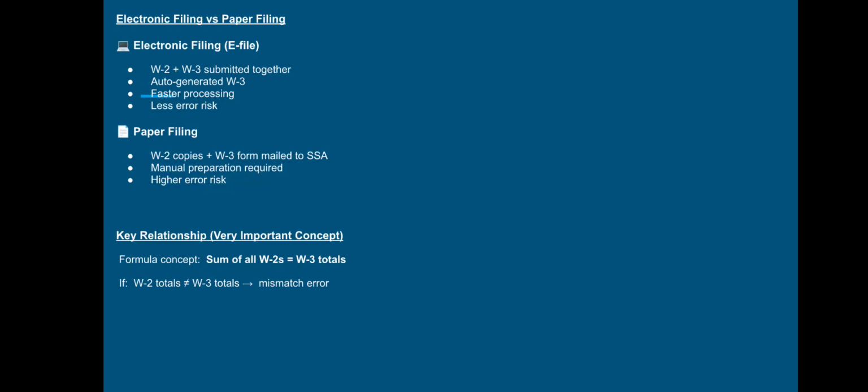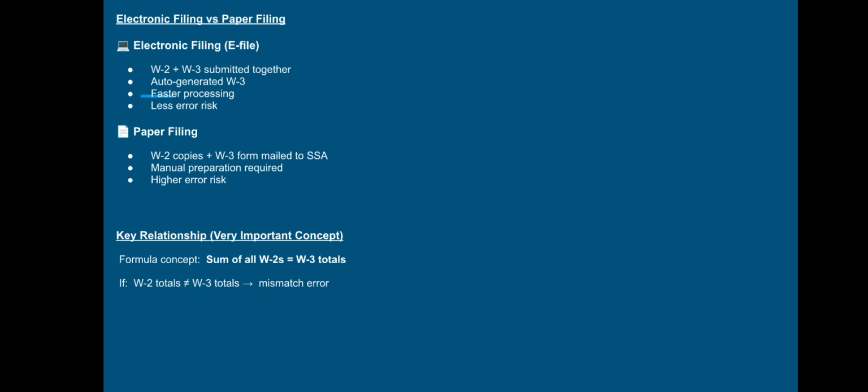Electronic filing versus paper filing. Electronic filing, also known as e-filing: W2 plus W3 are submitted together electronically. Auto-generated W3, faster processing. E-filing is a faster process with less error risk.